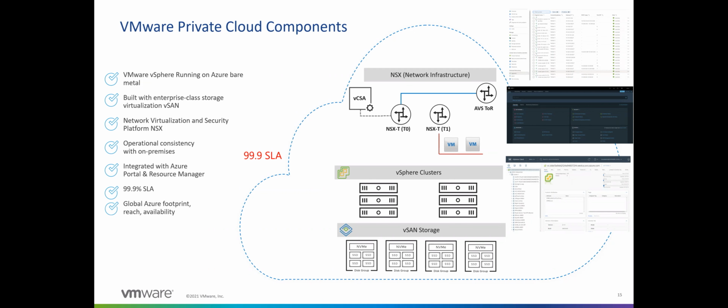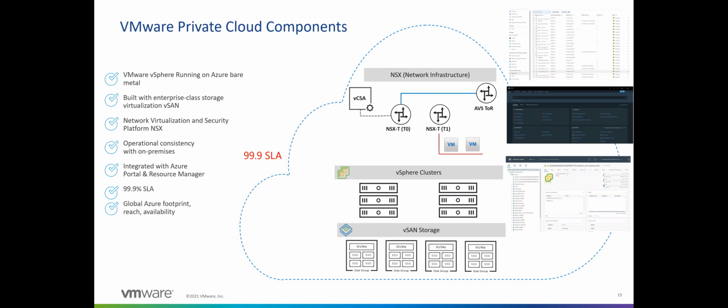VMware HCX is an application mobility platform bundled at no additional cost. AVS customers leverage HCX to migrate their workloads into AVS seamlessly. By combining these technologies, AVS is often the fastest, most secure, and cost-effective platform for migrating your workloads into Azure.